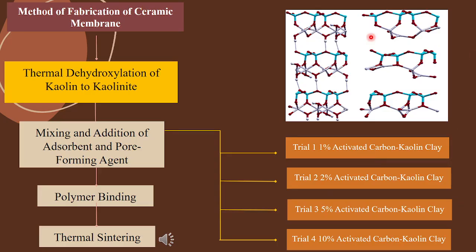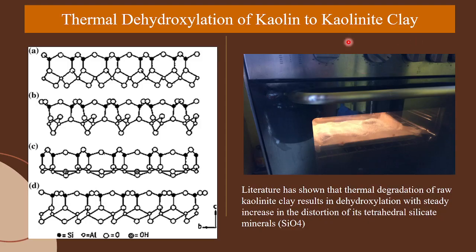Literature has shown that thermal degradation of raw kaolinite clay results in dehydroxylation with steady increase in the distillation of its tetrahedral silicate minerals or SiO4, thus giving rise to crystallization of the inert phase of the material with a major effect on its reaction chemistry. Dehydroxylation is the reaction of decomposition of kaolinite crystals to a partially disordered structure. This change is followed with a smaller shrinkage of the dimensions of the sample and the porosity rise.